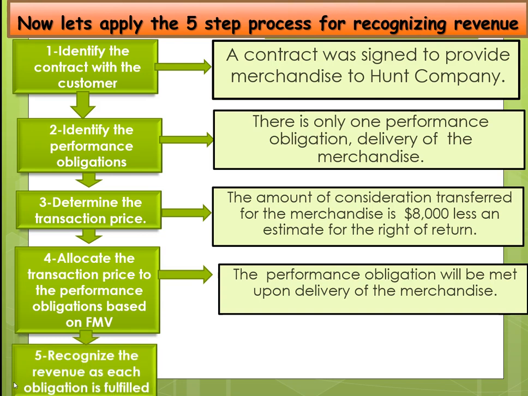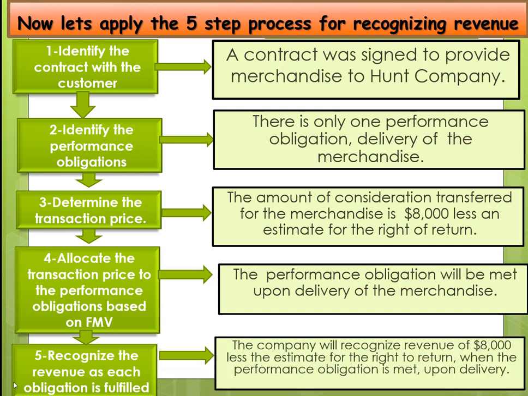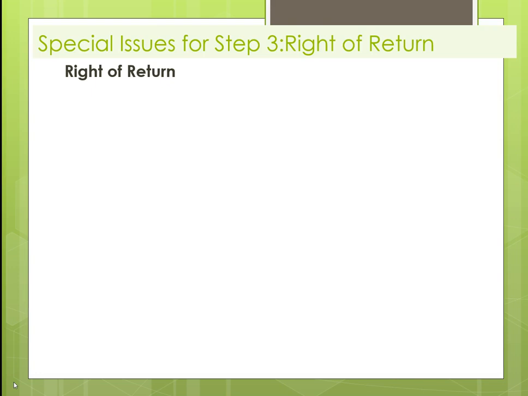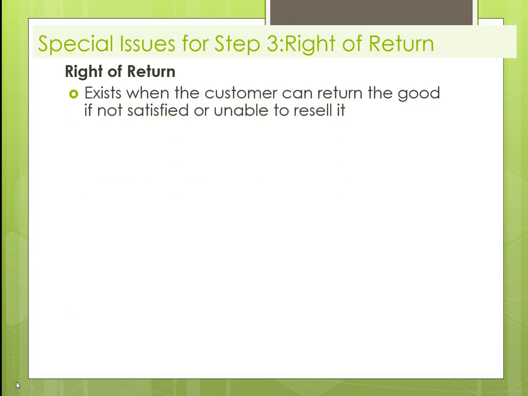5. Recognize the revenue as each obligation is fulfilled. In this case, the company will recognize revenue of $8,000 less the estimate for the right of return when the performance obligation is met, or upon delivery. Now again, right of return. This has to do with step 3. It exists when the customer can return the good if not satisfied or unable to resell. Another example would be schools when they buy all those textbooks.